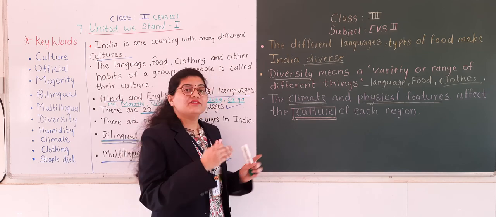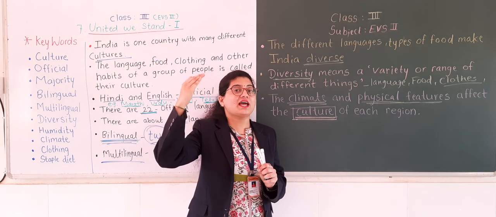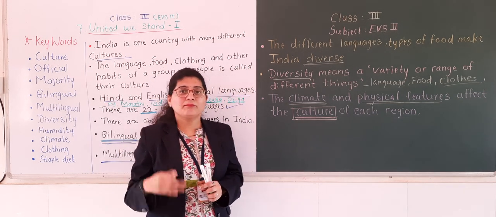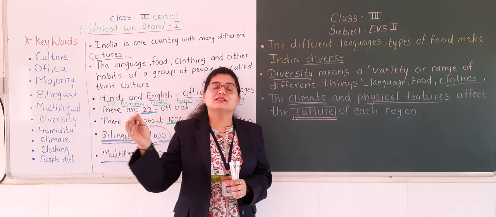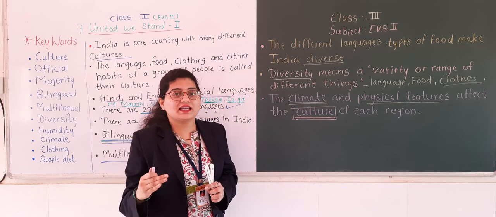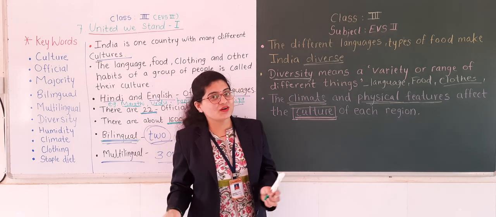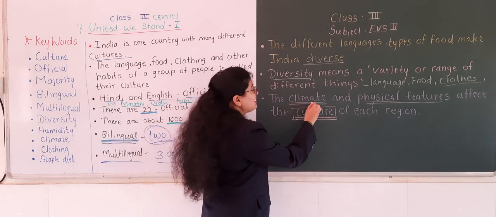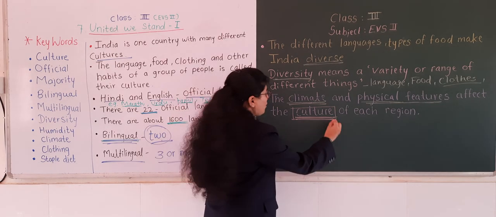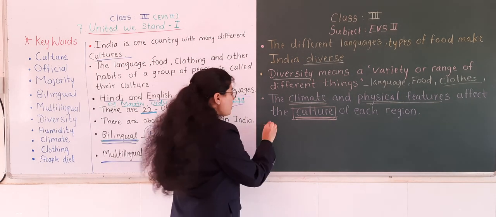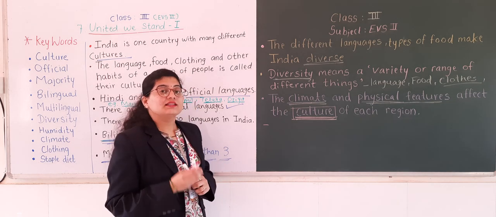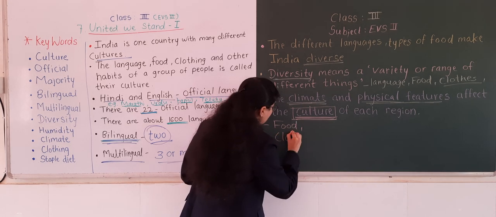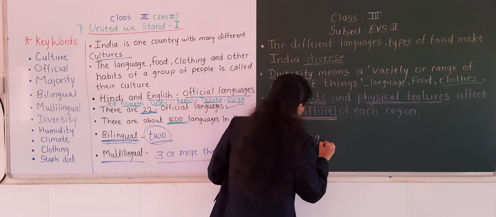In the same way, if we look at the northern mountain regions, such as Jammu and Kashmir, Uttarakhand, Sikkim, Meghalaya, Mizoram, this side, they have a different lifestyle. They wear different clothes, they eat different food. So we can say that this climate affects the culture. Not only the culture, it also affects the food and then the clothing style of the people.